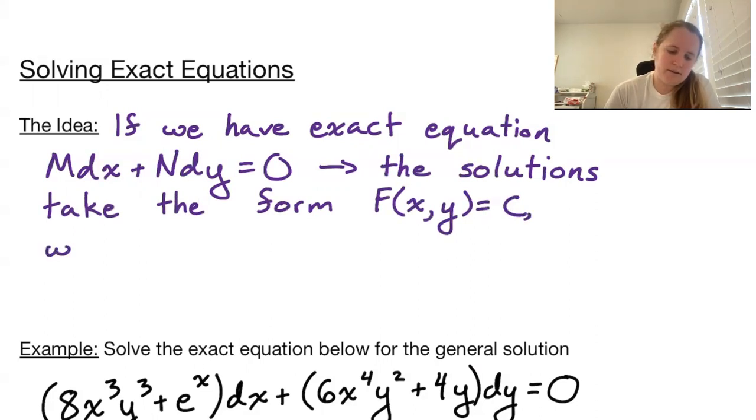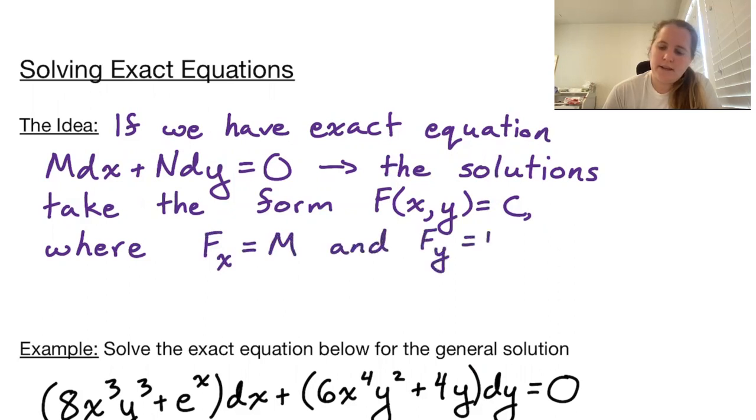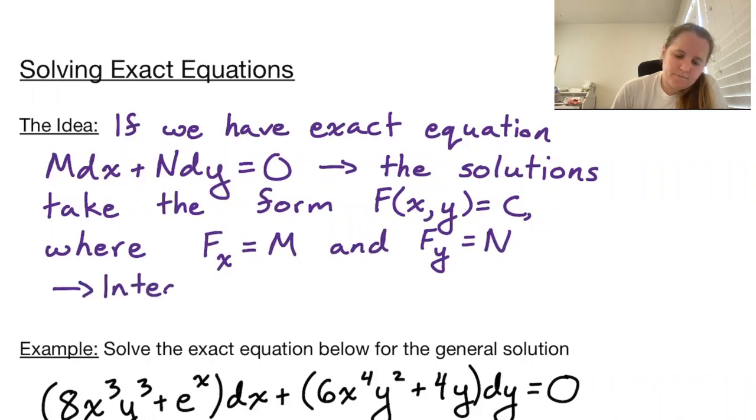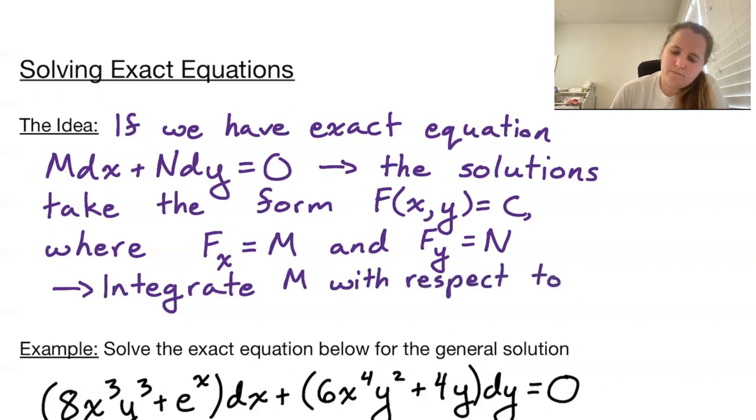where f_x is equal to M and f_y is equal to N. And so what we can do is essentially integrate M with respect to x or integrate N with respect to y, and then do a little additional work to figure out an f that meets both of those requirements. So we'll integrate M with respect to x or N with respect to y.